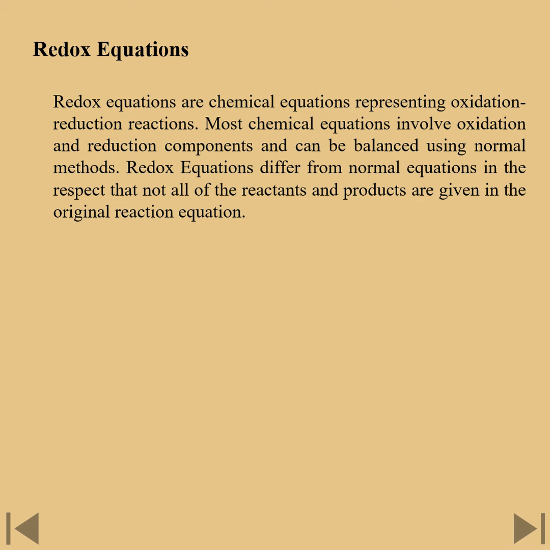Now, many chemical equations that we've already learned to balance involve oxidation and reduction, but we were able to balance them with normal balancing means. But we'll see some examples where there may be oxygens on the left and not on the right, or hydrogens on the left but not on the right.